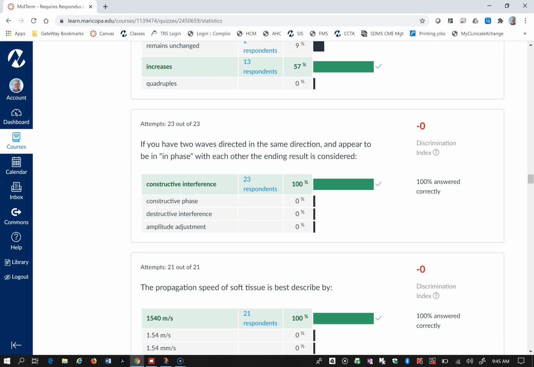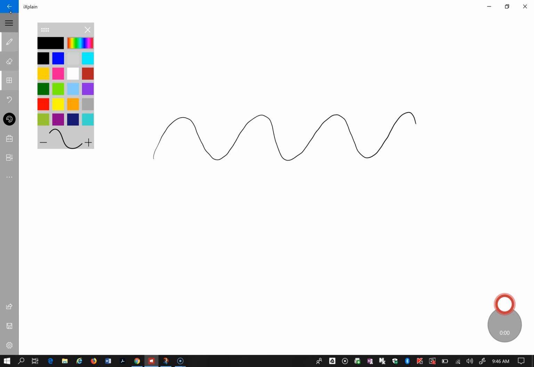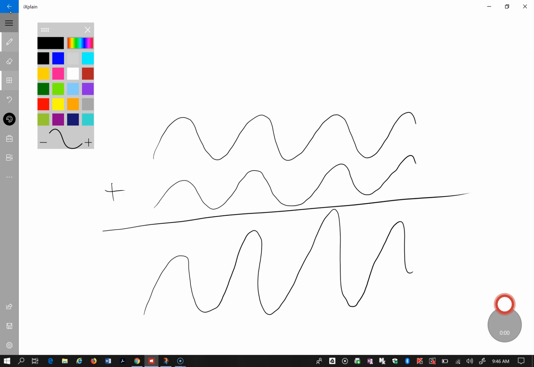If you have two waves directed in the same direction and appear to be in phase, the ending result is considered constructive interference. Again, if we go back to our picture here, if we have two waves and they appear to be matched perfectly, the resulting wave will be twice as big. This is constructive interference. They add together and it results in a larger wave.